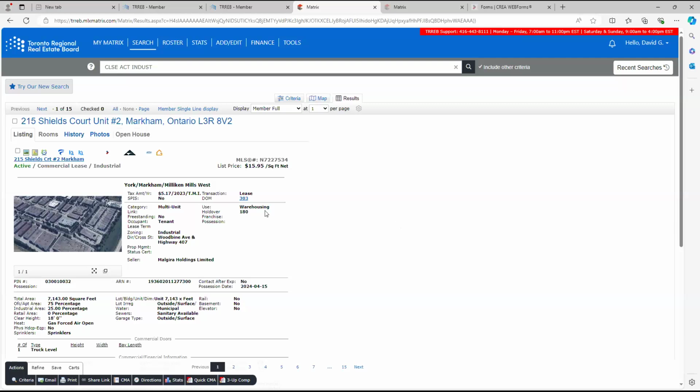So here, look at the listing. This address, of course, we see the address, we have unit 2, and so far we look at, that's what we said, pricing. They're looking for $15.95. Look at here, what do they say? Square foot net. So that means the net rent. That's what we also call the basic rent. Okay, remember this one.